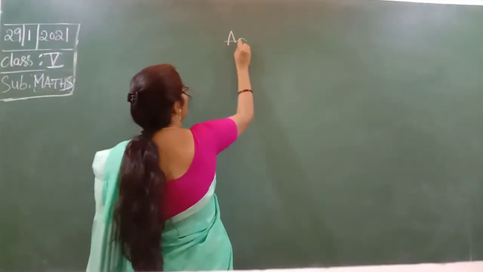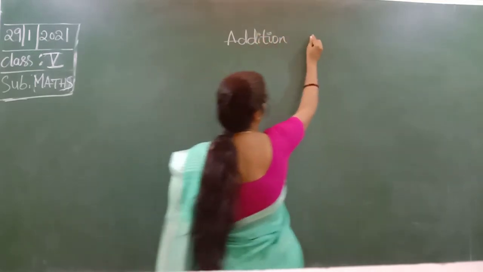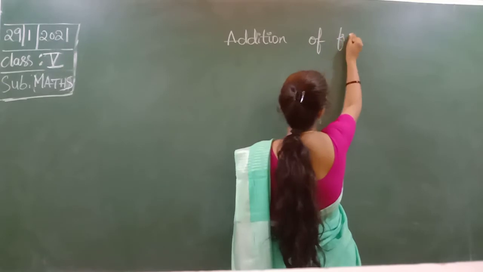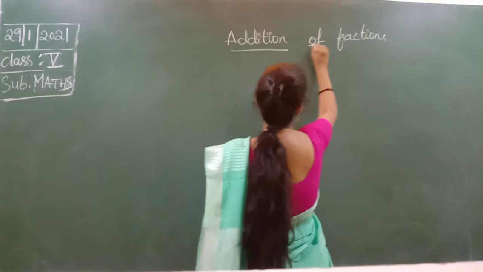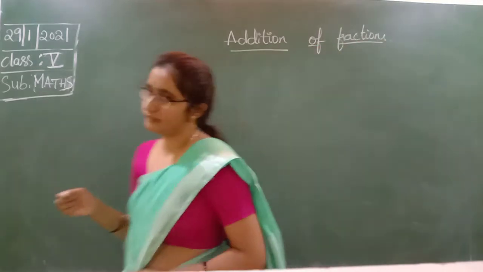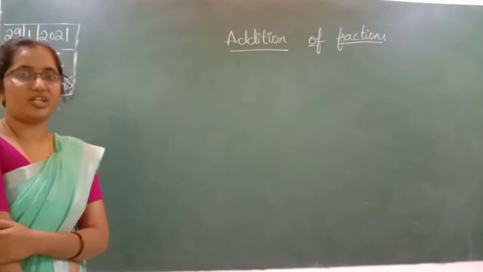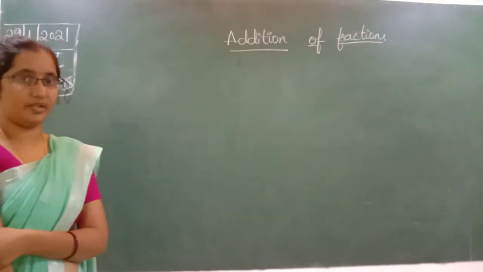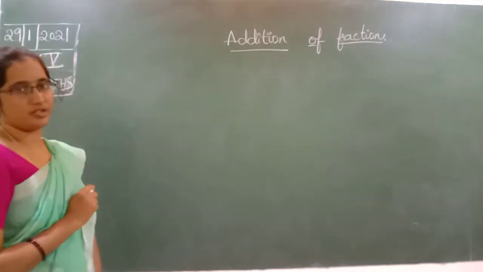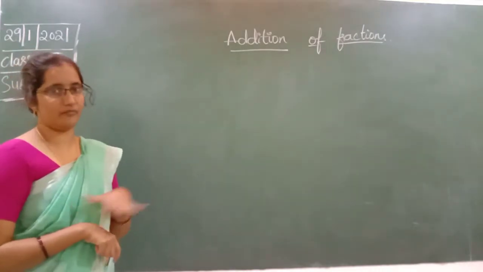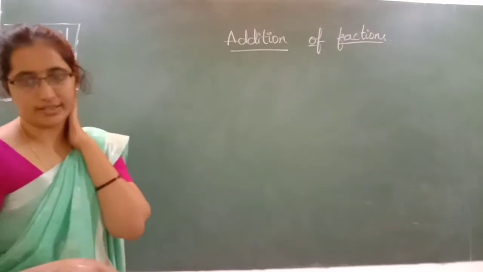What is that? Addition of fractions. I have discussed about the like fractions, where numerators are different but denominators are same. When we add like fractions, we have to keep the denominator the same for both, but we have to add the numerators.